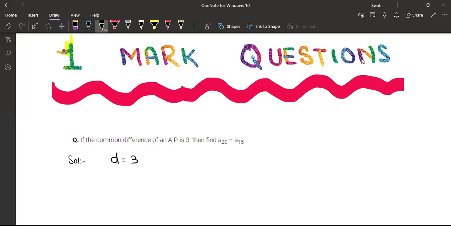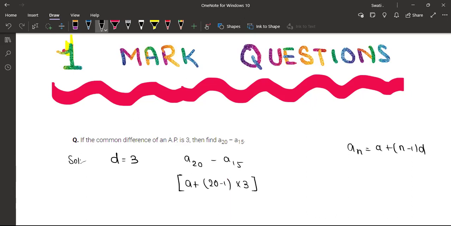Yes. We have to find A20 minus A15. You know what the An formula is? It's A plus (n minus 1) into D, right? So what will be A20? A plus (n minus 1), that means 20 minus 1, into D. D is 3, so into 3. Correct? Yes. Okay, so this we have got for A20.